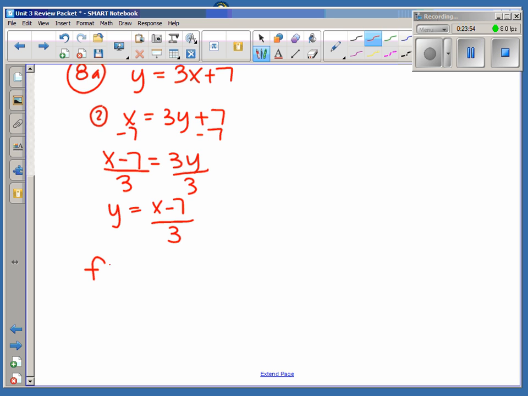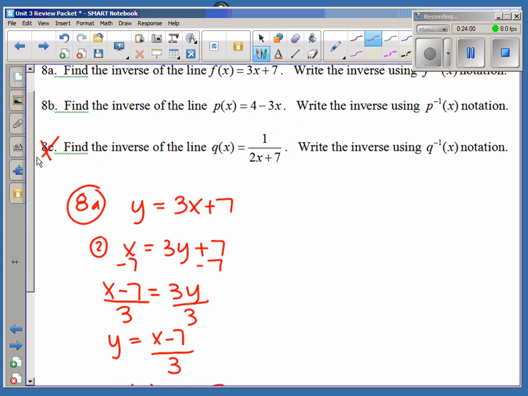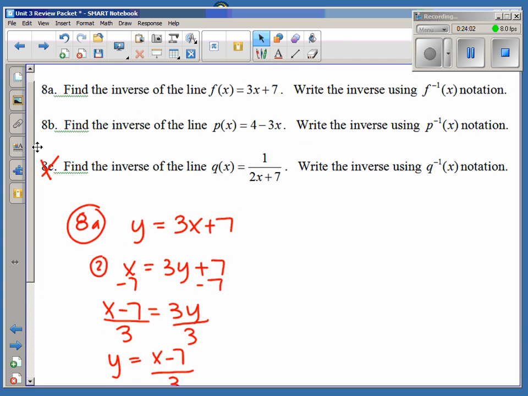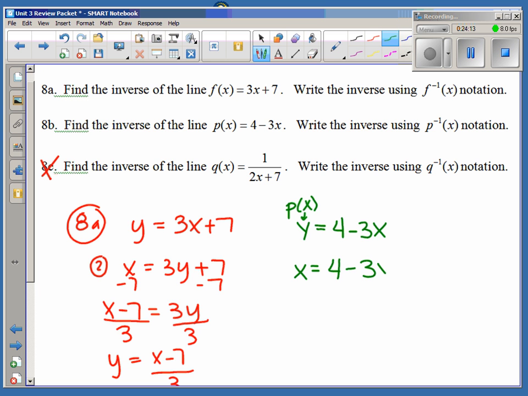But we have to write it with the correct notation, which is f inverse of x equals x minus 7 over 3. Right? 8b is now p of x. We're going to change that to a y. So y equals 4 minus 3x. Second step, switch them. x equals 4 minus 3y.